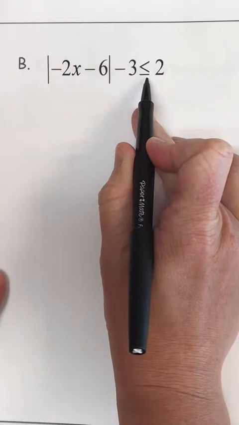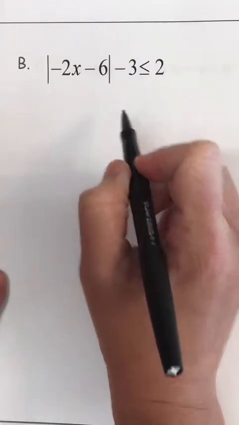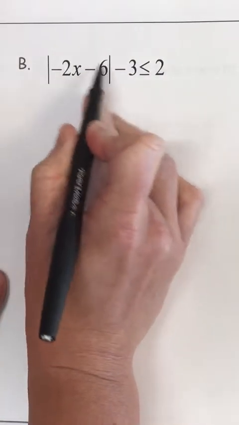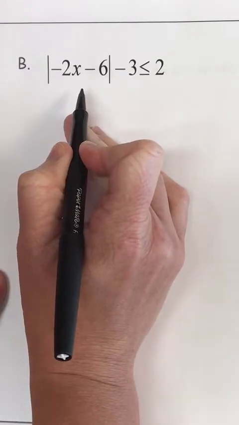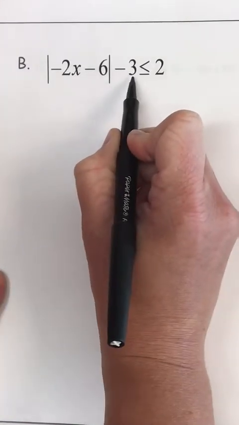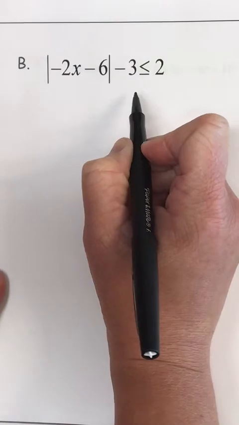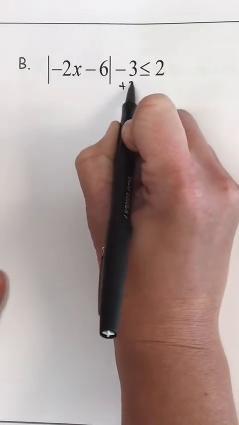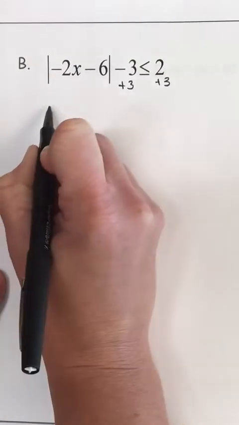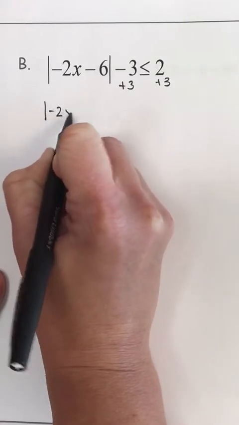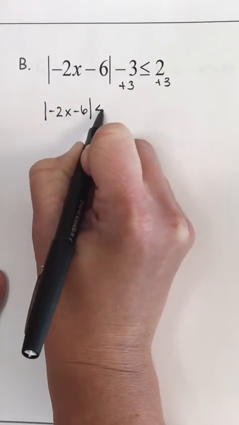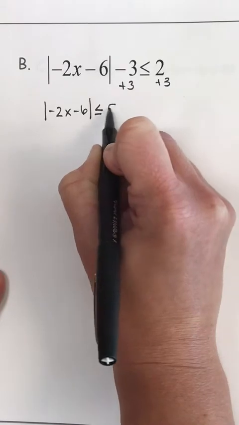All right, another thing that we talked about in class is when you have an absolute value and an inequality sign, the very first step you have to do is get the absolute value part alone on the other side of the equation. So this minus 3 we have to deal with first before we set up our 2 cases. So I'm going to add this 3. So I will have the absolute value of negative 2x minus 6 is less than or equal to 5.